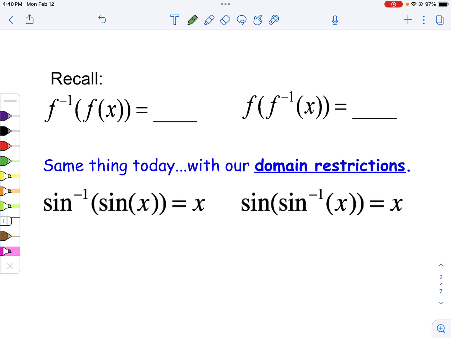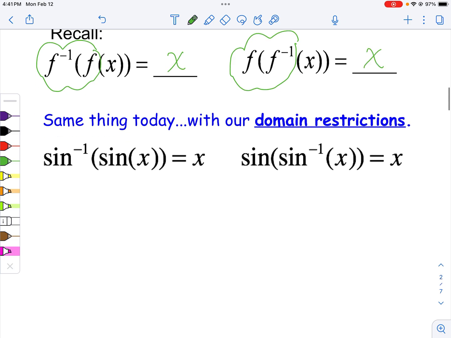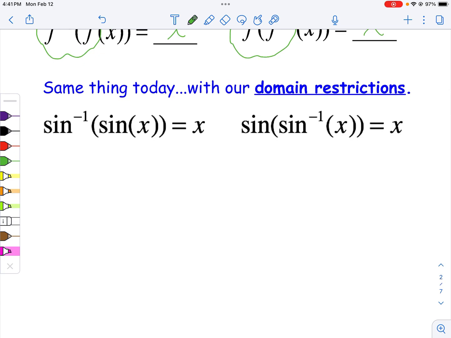One of the things that we talked about previously is that when we take the inverse of a function, the whole idea of the inverse and the function is that those undo each other, and we get x. And if we do it the other way, we take the function of the inverse function, again, those undo each other, cancel each other out, and we end up just getting x. So we're going to do the same thing today, except we have to follow our domain restrictions.